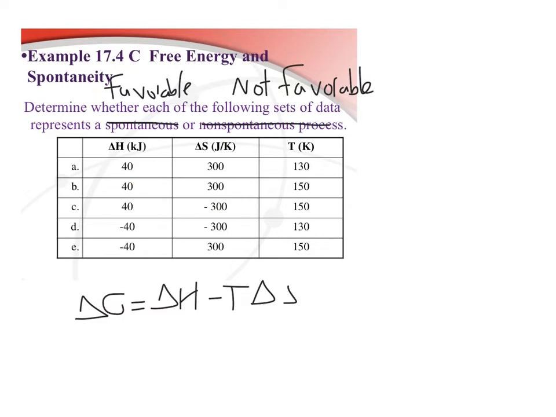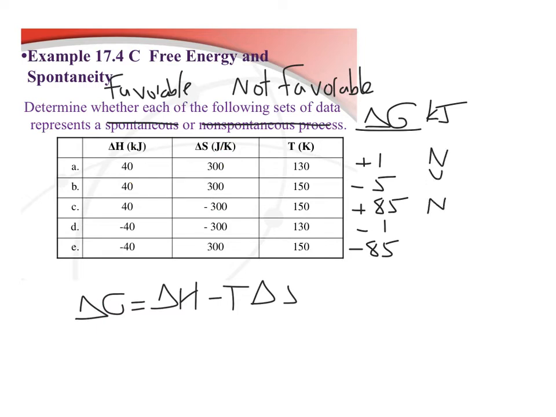What we're going to get, you guys can plug these into an equation. Delta G for all of these, it's going to come out to, this one's plus 1 kilojoules per reaction. The next one is minus 5, plus 85, minus 1 and minus 85. Okay, and will they happen? The positive ones are no's, and the negative ones are yeses. They are favorable. If you have the right kinetics and activation energies, these will happen on their own. They are favorable energy states.